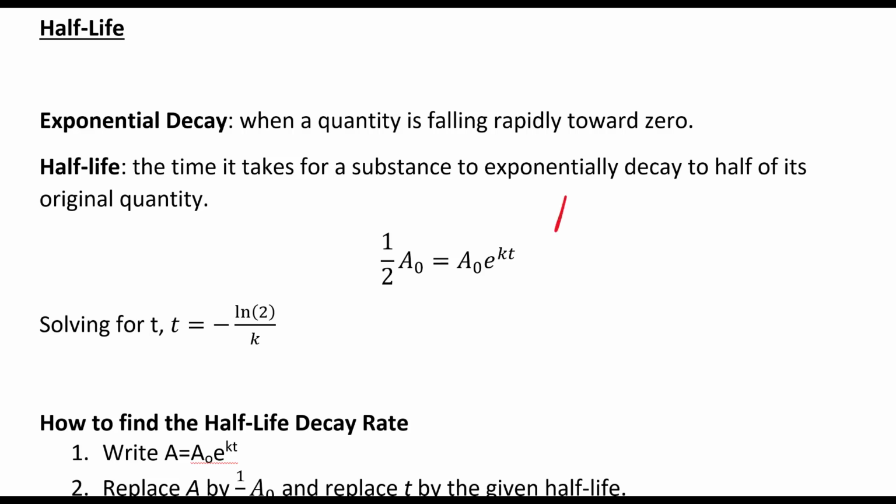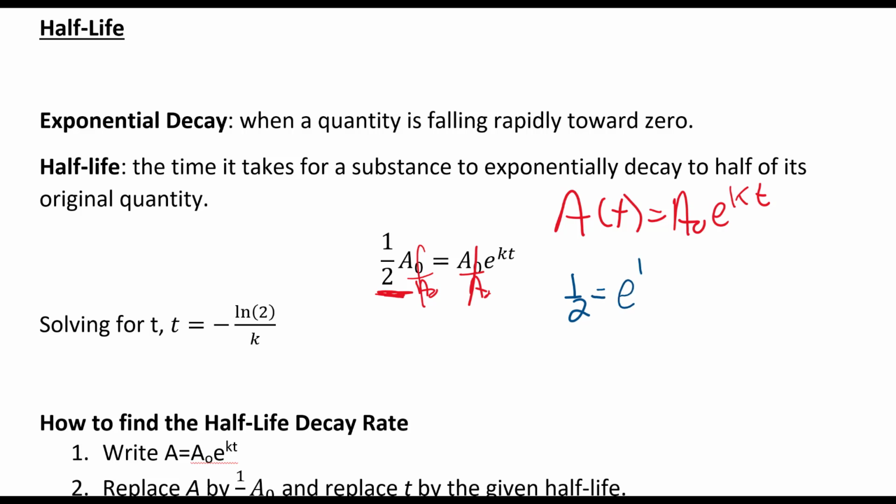So if we were using that formula, A of t equals A sub 0 e to the kt, and we're talking about being half of the quantity, we can then do half of A sub 0 equals A of t. So we're dividing by A sub 0. So 1/2 equals e to the kt. Natural log of 1/2 equals the natural log of e to the kt, and this cancels. So natural log of 1/2 is kt.